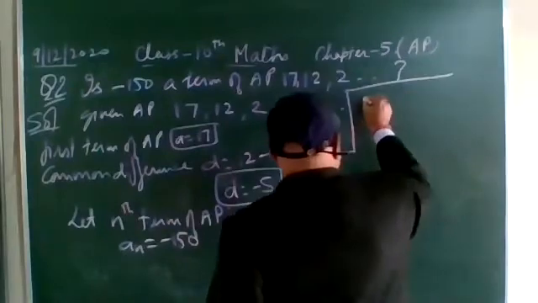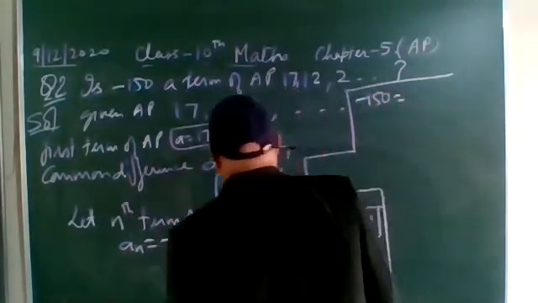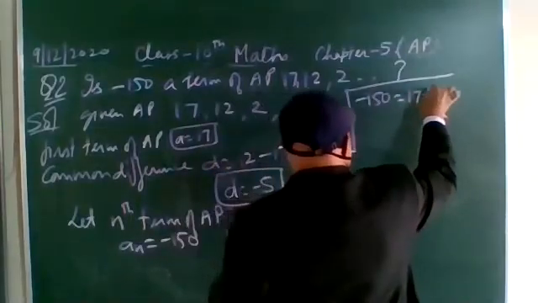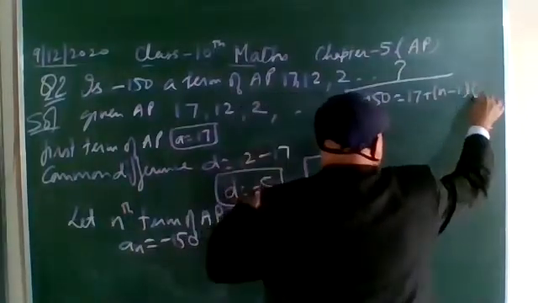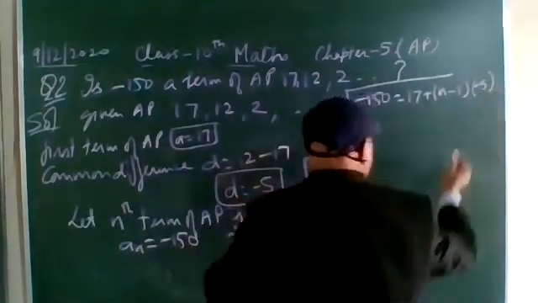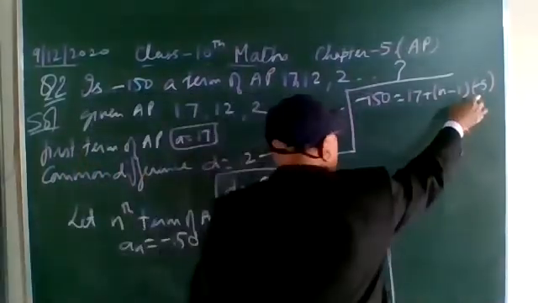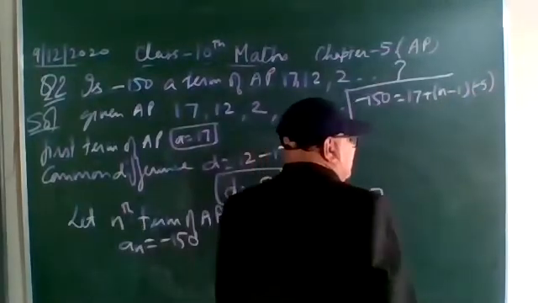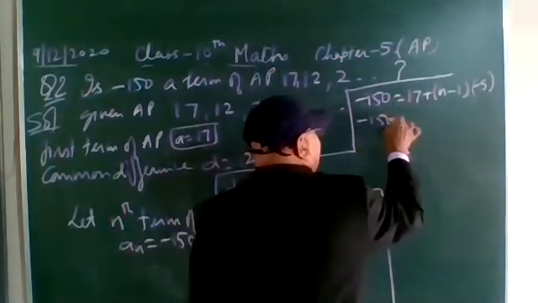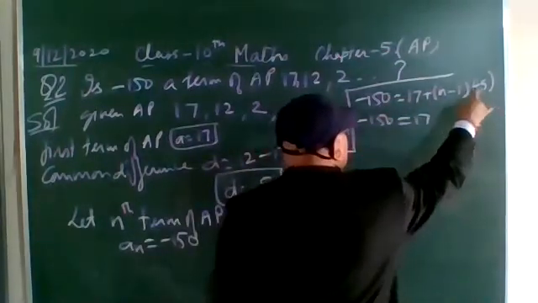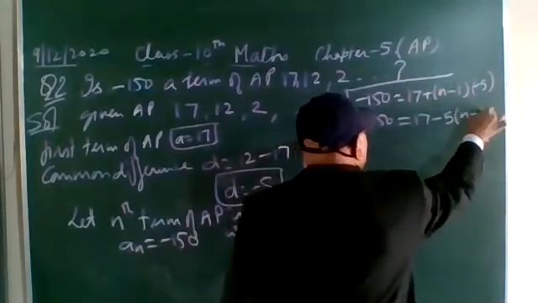-150 = a, that is 17 + (n - 1) d, and d is -5. So write the d in brackets. Always remember that d should be in brackets. In the first step, most students make a mistake here. So after writing this, you write like this: -150 = 17, and this -5 will come this side, so it becomes -5 into (n - 1).